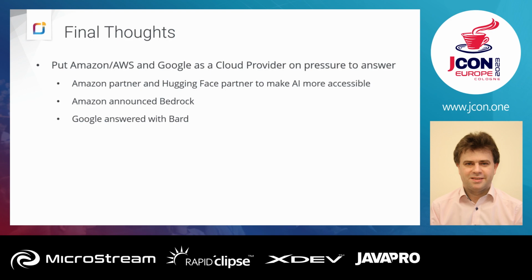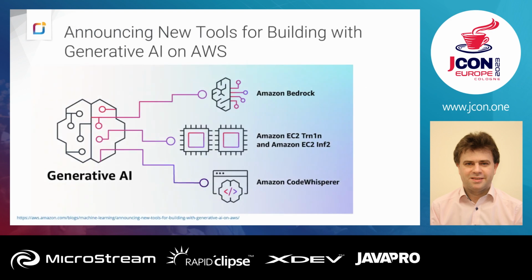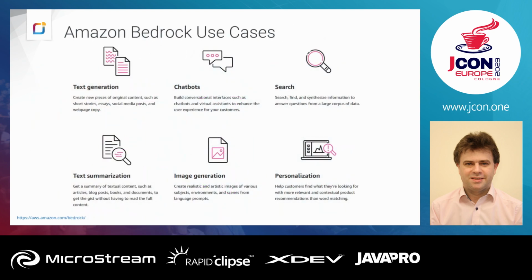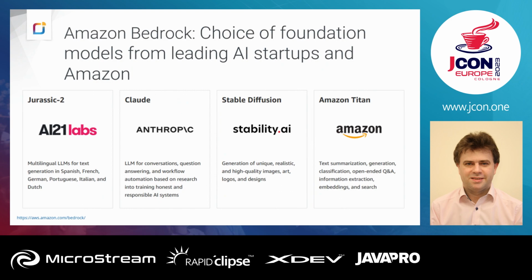Amazon did it differently. They partnered with Hugging Face. This is an alternative to OpenAI, to make AI more accessible for the users, but the more accessible, you will pay for Amazon services. AWS also announced this Bedrock service along with CodeWhisperer. What Bedrock does is give you foundational models that you can use to train on your data. So these are models for text generation, chatbots, search, pre-trained models that you can apply to your use case, and Amazon is partnering with AI labs simply to give you more of these foundational models to produce the results.